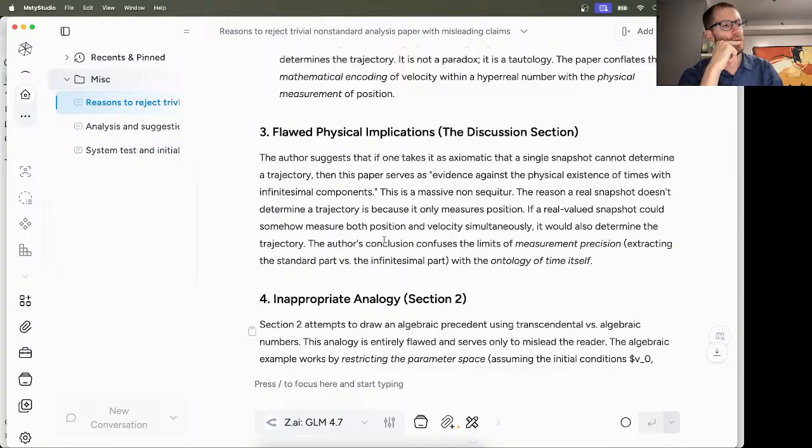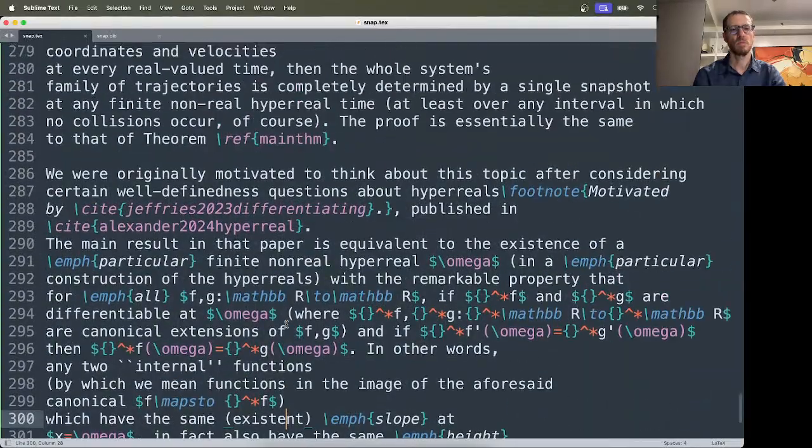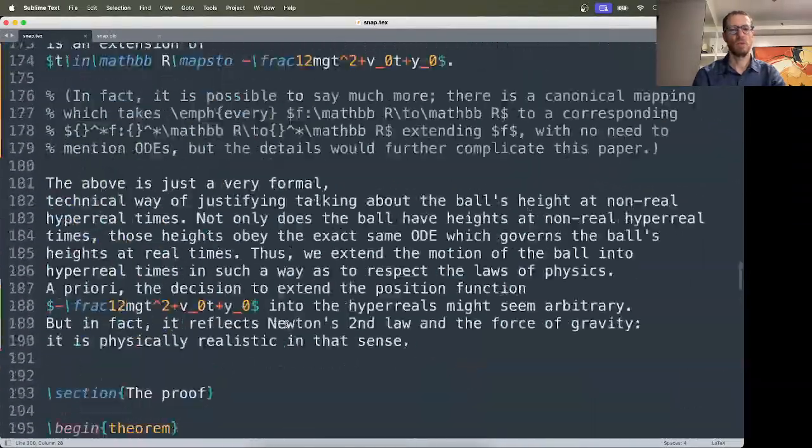Yeah, but maybe it's worth mentioning that what we're essentially saying is that the value of the differentiable function at a finite non-real hyperreal time does indeed encode the position and the derivative at the standard part of that time, and this is not new or surprising. Yeah, and I'm not claiming that it is, but maybe I need to make this clearer in the paper. Where would we put that? In the introduction, perhaps?